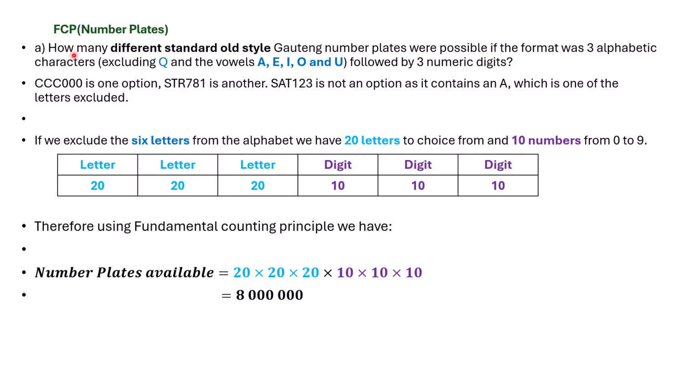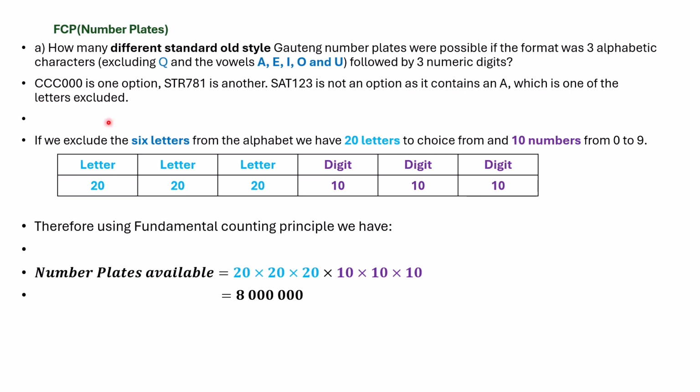Right, so number plates. FCP is just short for fundamental counting principle. Number one: how many different standard old style Gauteng number plates were possible? The format was 3 alphabetic characters, excluding Q and the vowels A, E, I, O, U, followed by 3 numeric digits. So examples: CCC000 is one option, STR781 is another. SET123 is not an option because I have an A in it, which is one of the letters excluded.